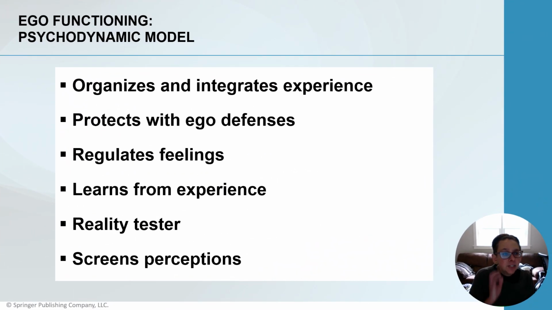So ego functioning in the psychodynamic model organizes and integrates experience, protects with ego defenses, regulates feelings, learns from experiences, and then is a reality tester and screens perceptions. So looking at that, the next slide will look at the strengths to help them do these ego functionings.